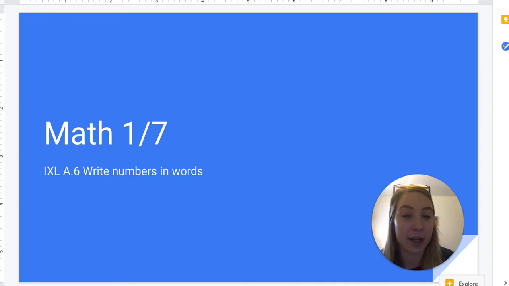Today we're going to be working on writing our numbers in words. So we don't necessarily have to worry about typing them. We just want to be able to know that we can see the number and pick which one it is written in words, or see the written number and know what number it is and select that. So first, let's review with our writing our numbers.